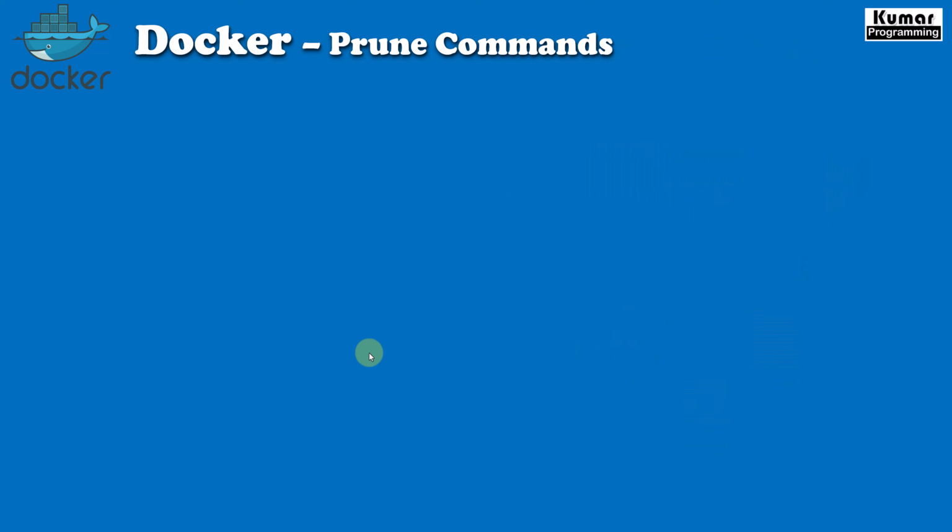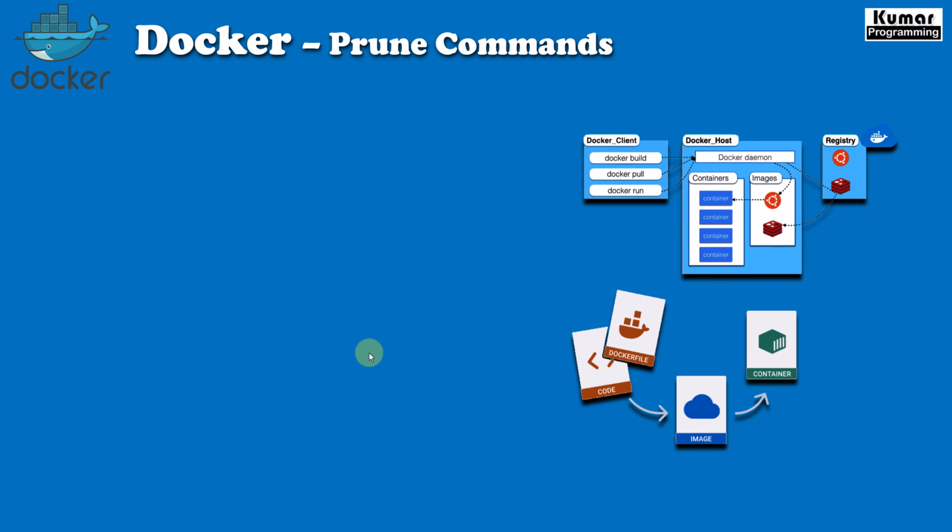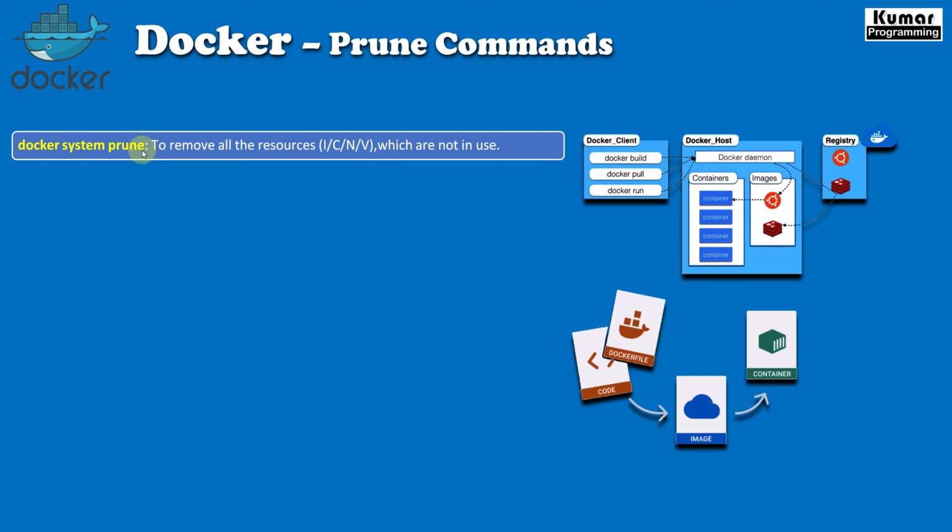Now let's move to the next category, which is the Docker prune command. Docker prune is used to clean up unused images, containers, or dangling containers. A dangling container means a container which is not associated with any image, or resources which are not used anymore. So we can remove all those images and objects and reclaim our memory. Now let's see the very first command, which is docker system prune.